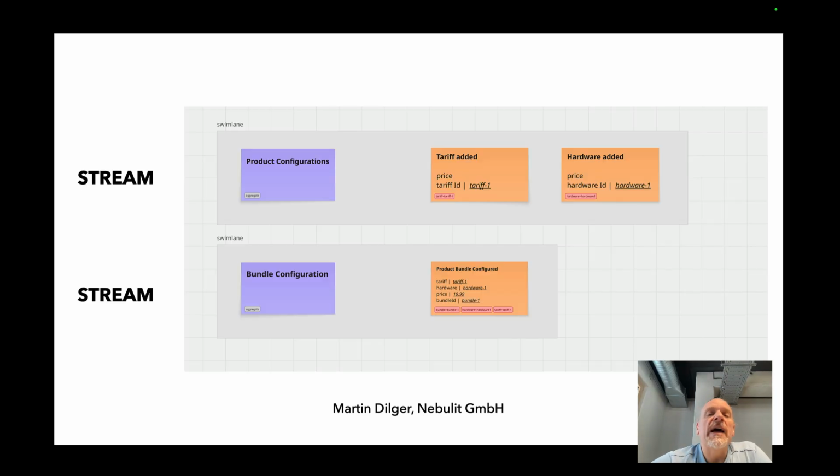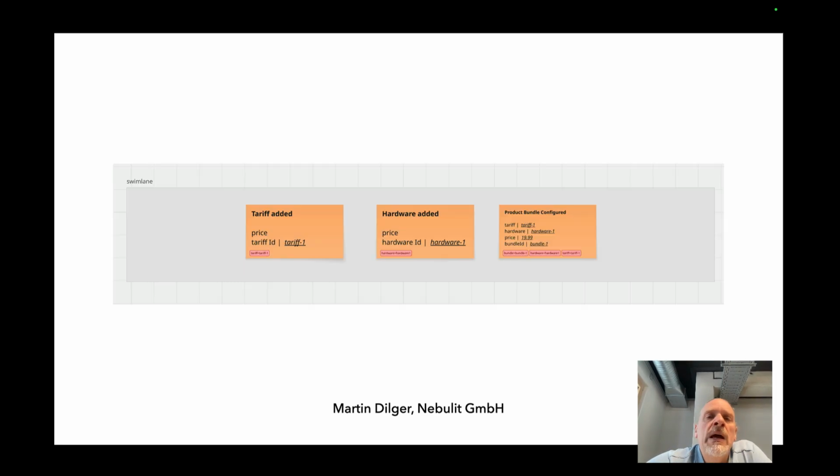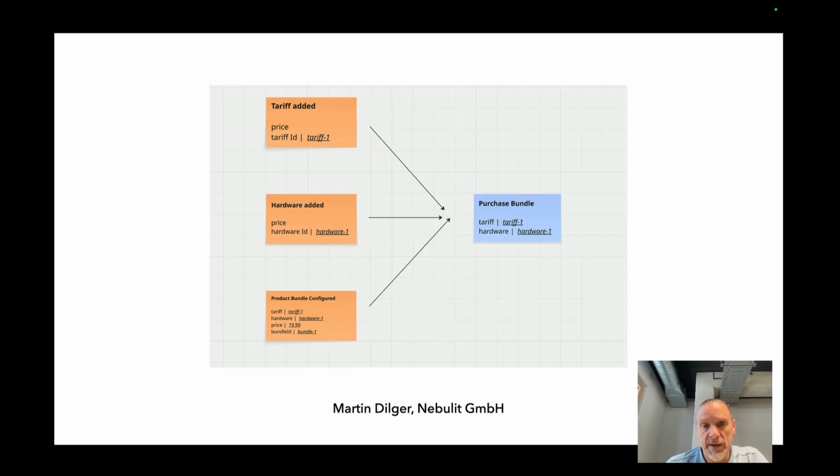So traditionally, we could have different streams in our system. There could be a stream for product configurations, there could be a stream for bundle configurations, there could be a stream for tariffs and for hardware. If we work with DCB, technically, you can think of it as getting rid of all those streams. What we have is one continuous stream of events. Just what happened in our system, one event after the other.